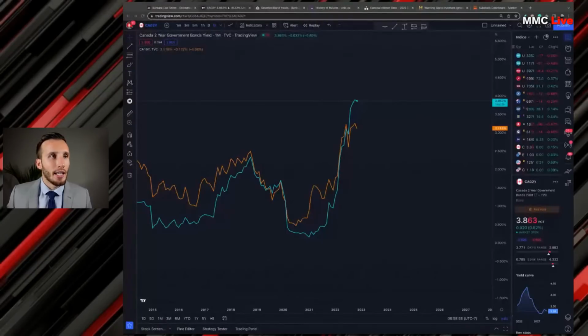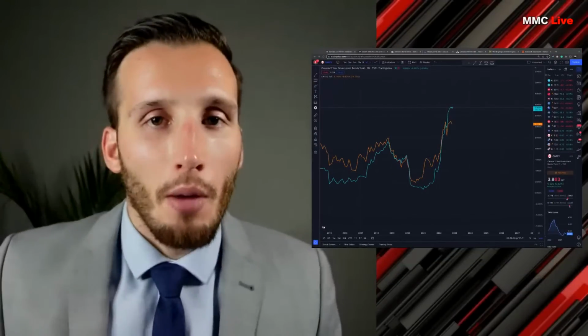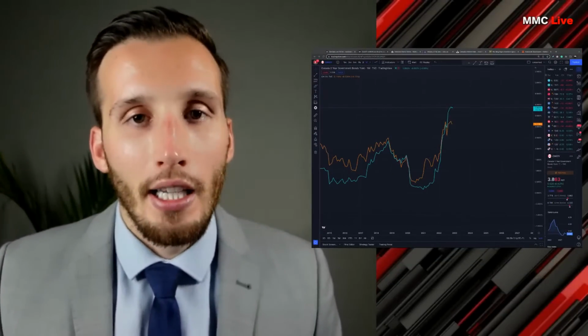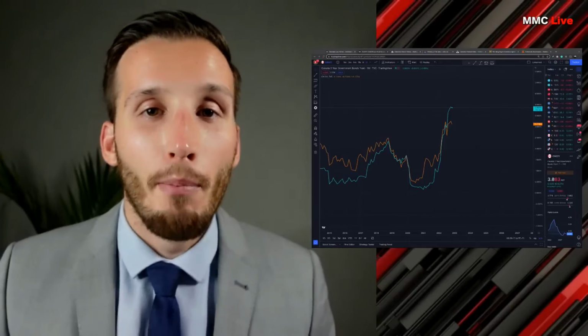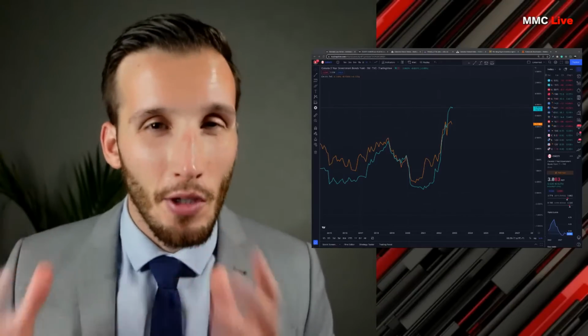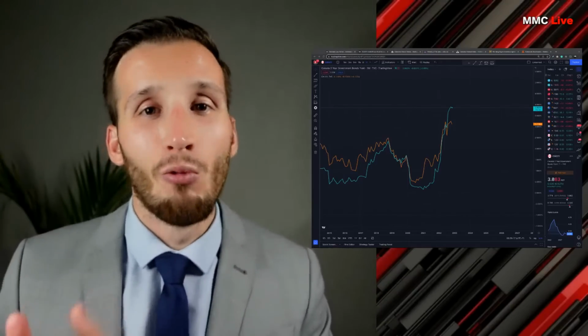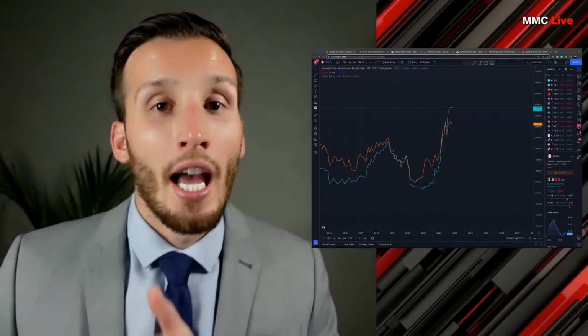So first of all, I'm going to bring up this chart here. The blue line is the 2-year government bond yield and the orange line is the 10-year government bond yield. So I'm going to explain this really quickly and hopefully in a way that most people can understand. And if you don't understand it, I highly recommend that you rewatch this part of the video until you do understand it.